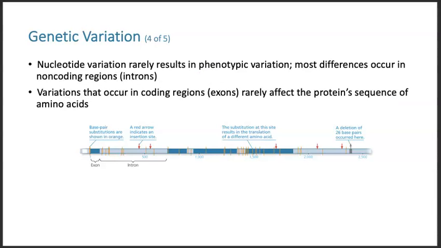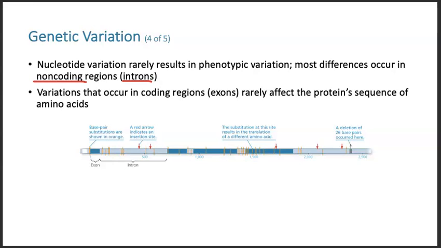One thing to keep in mind about that nucleotide variation is that it doesn't often result in phenotypic variation. Most of the differences in nucleotide variation do occur in those non-coding regions, for example, the introns. So that's important to remember because you might see variation at that nucleotide level that's not reflected in the phenotype.